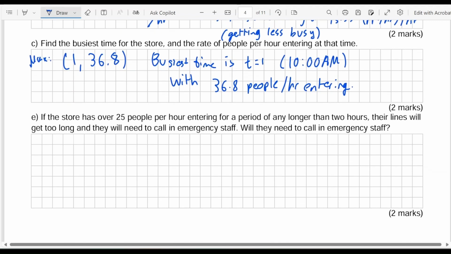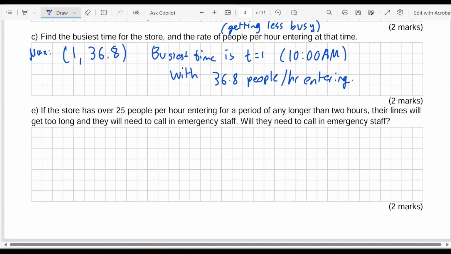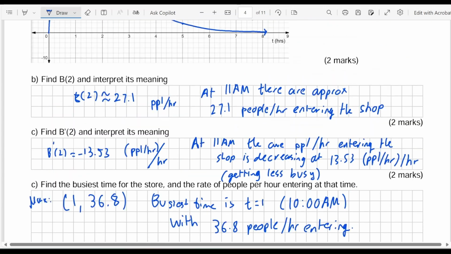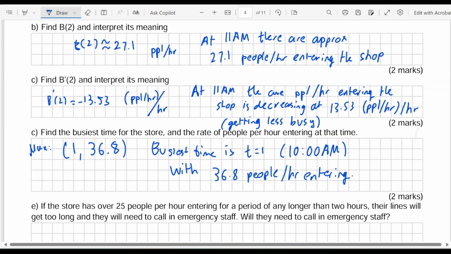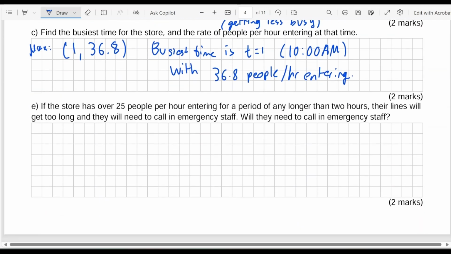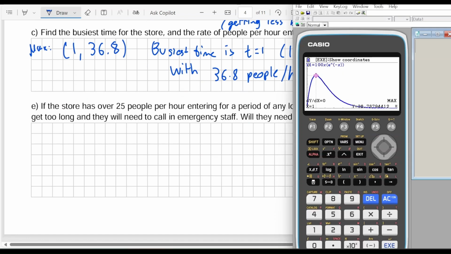If the store has over 25 people per hour entering for any longer than 2 hours, their lines get too long and they need to call in their emergency staff. Look, to be honest, if you had this issue, I probably would be calling them in before the store opens, but let's see how we go. Over 25 people, so solve x equals 25.